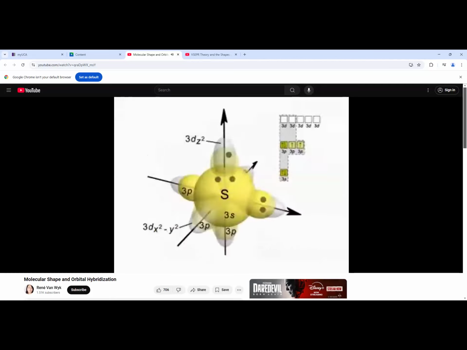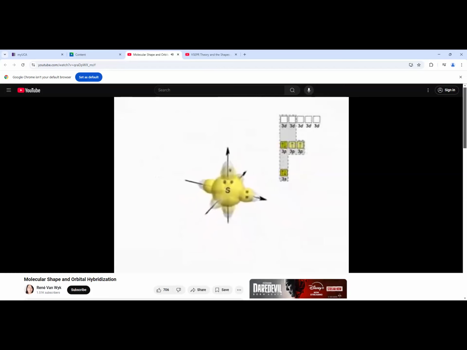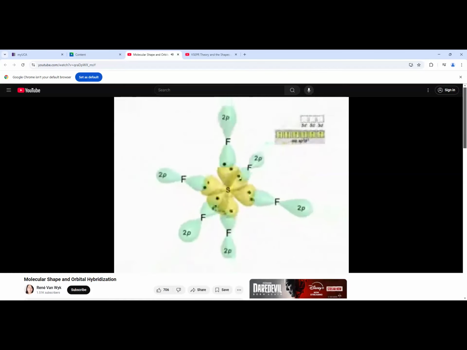Here you see the isolated sulfur with 3s, 3p, and the 2 3d orbitals that will become hybridized. In SF6, the 6 sp3d2 hybrid orbitals point to the corners of an octahedron, and half-filled 2p orbitals of 6 fluorines have overlapped them.